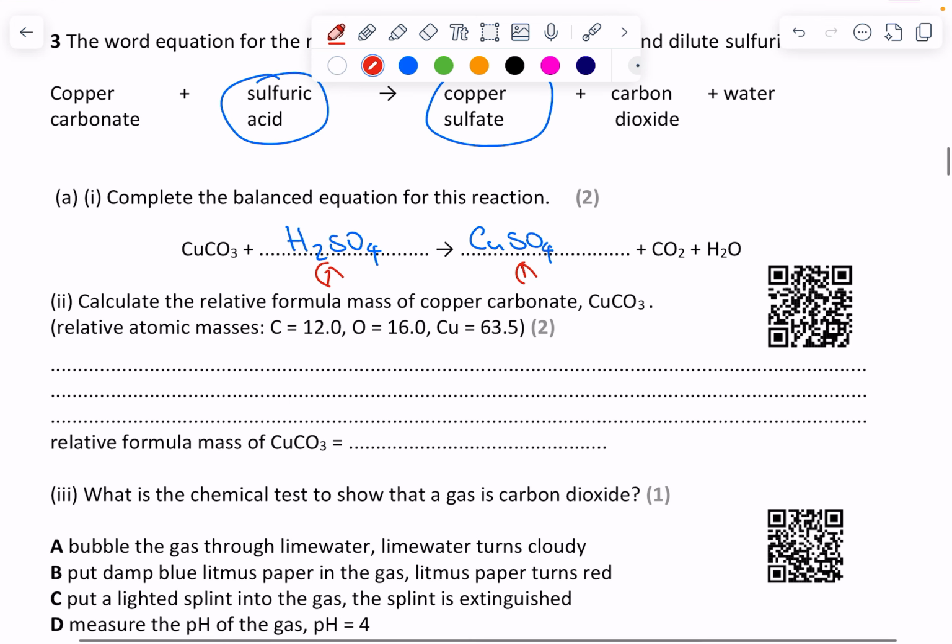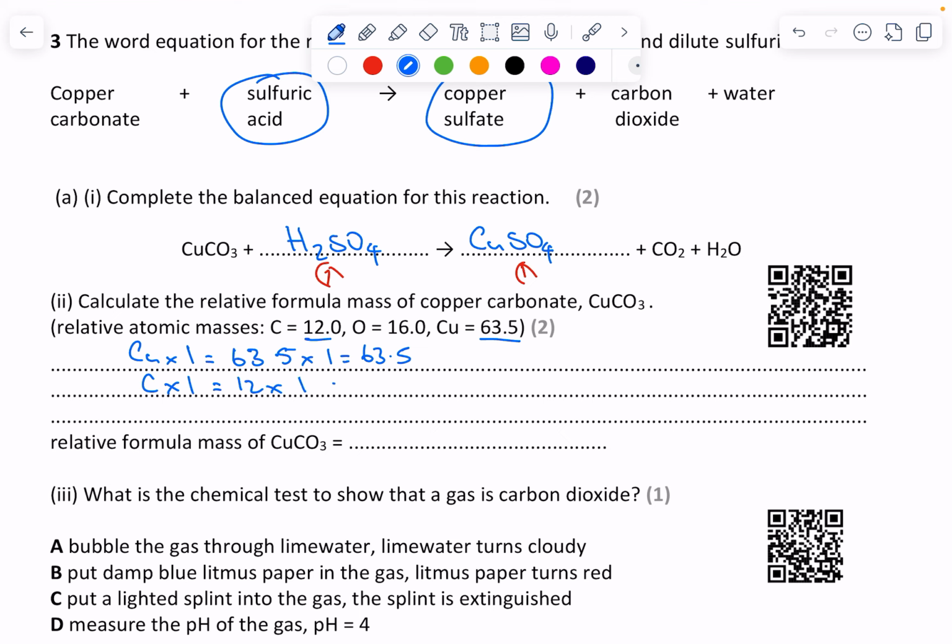Next one, calculate the relative formula mass. So all we've got to do here is there is 1 atom of copper, and copper we can see here is 63.5 times by 1, which is 63.5. We've then got carbon, and there is 1 of them. So carbon's mass is 12, times it by 1, that's going to be 12. And then we have got oxygen, and there are 3 oxygens in there. So I've got 3 times the mass of oxygen, which is 16. So that's going to be 48.